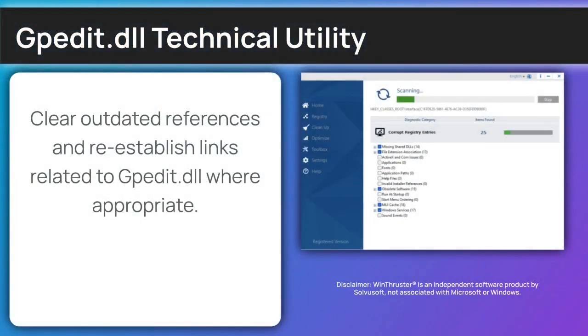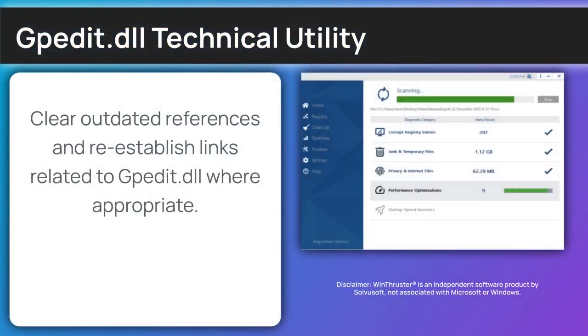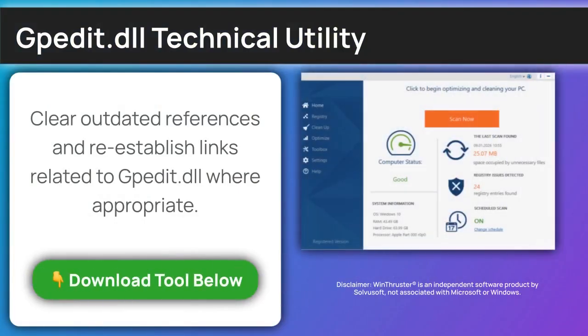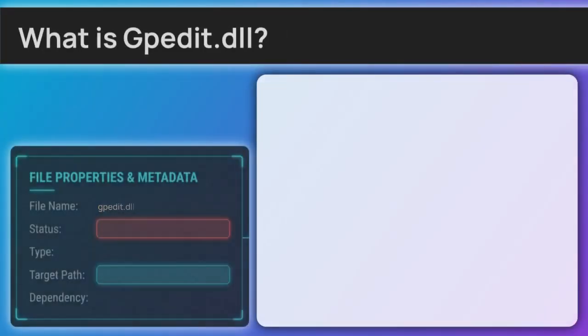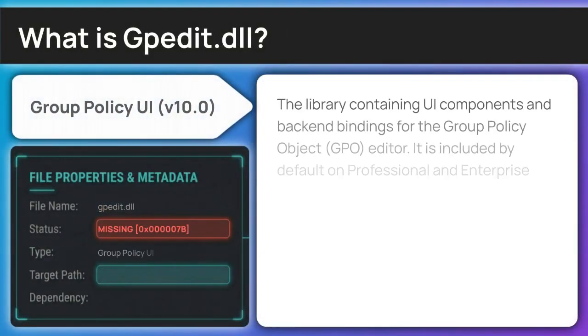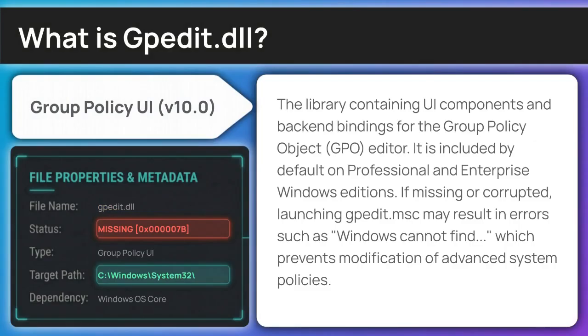Before starting the manual troubleshooting for Group Policy Editor module, you can find a diagnostic tool for a thorough environment check. This is the Group Policy Editor module, the library containing UI components and backend bindings for the Group Policy Object GPO editor. It is included by default on Professional and Enterprise Windows editions. If missing or corrupted, launching Gpedit.msc may result in errors such as "Windows cannot find," which prevents modification of advanced system policies. Now that the technicals are covered, let's run the official installer.